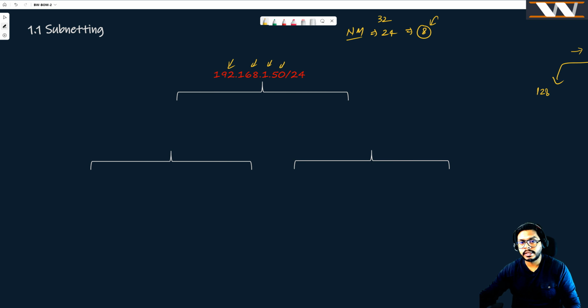So it means that this network 192.168.1.50 contains 256 hosts, right? Because 2 to the power 8 is equal to 256. This calculation is very, very important, guys, right? Now, what is this host? This host is the 50th host. For example, if we have 256 hosts in this network, right? There are many hosts.